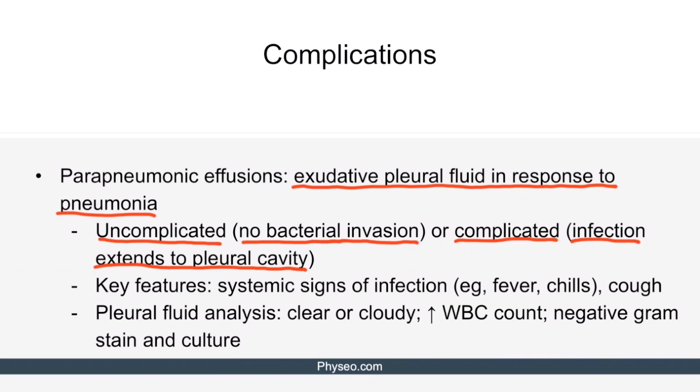Parapneumonic effusions will present with associated systemic signs of the underlying infection, such as fever, chills, and cough. The pleural fluid analysis will show a clear or cloudy fluid with a high white blood cell count. The gram stain and culture will be negative.